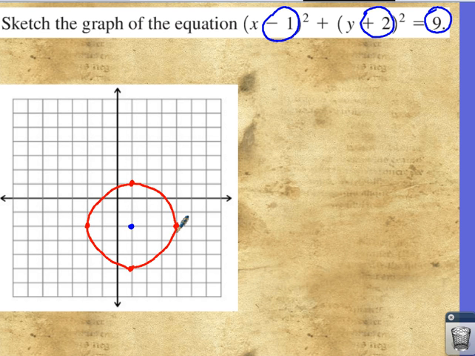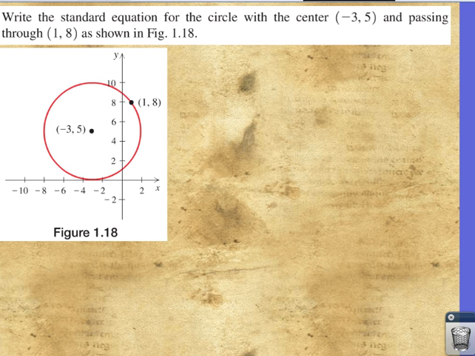Okay, that's the graph of x minus 1 squared plus y plus 2 squared equals 9. Any questions? Now let's do it backwards. Write the standard equation for a circle given this graph.